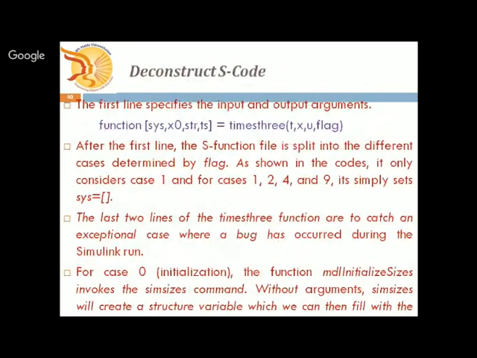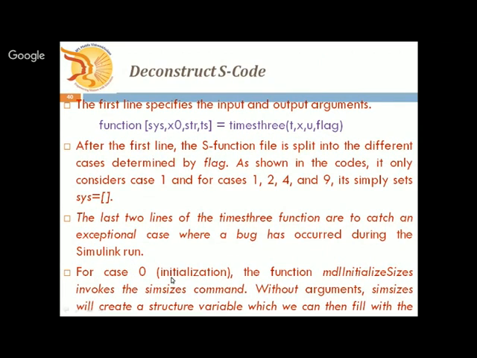Structure of the M file. If you look at the times two template, the first line is your function definition line. After the first line, the S-function file is split into different cases determined by the flag. There are 6 flag values, so a switch case statement is used. In this times 2 template, only 0 and 3 are used, so 1, 2, 4, and 9 are set as empty strings. The last 2 lines catch the exceptional case when an error has occurred during simulation.